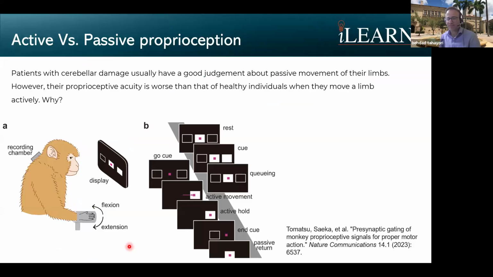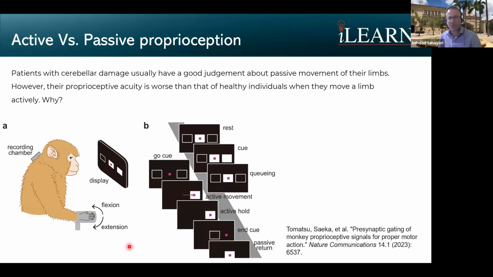But before that, keep in mind that if you test your patients and move their limbs and ask them, okay, where is your limb located? They can answer your question. They can detect that almost as healthy people do. But when they move themselves, then they will have difficulty. So the problem arises and becomes very obvious in active movement, not in passive movement.